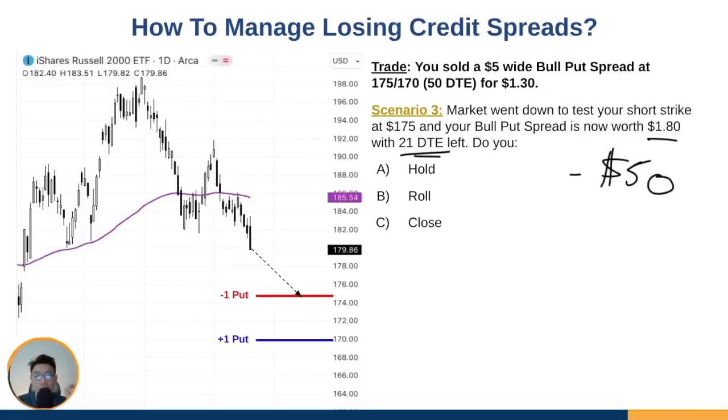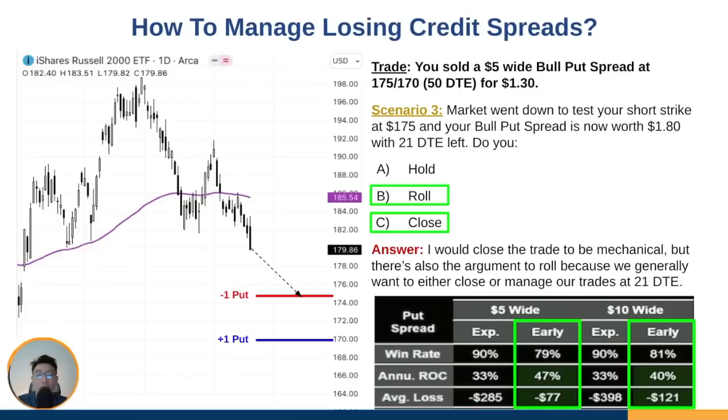In this scenario, there are actually two viable options. The first thing is that you could roll. There's 21 DTE left, so if you were to roll it, it's possible that you could get it somewhere around the 45 DTE mark, which is again our optimal DTE where we have an edge. Rolling is definitely possible, but you need to understand that when you're rolling the trade, you're closing out your existing trade for a loss and then selling another trade at this time around a 50% win rate.